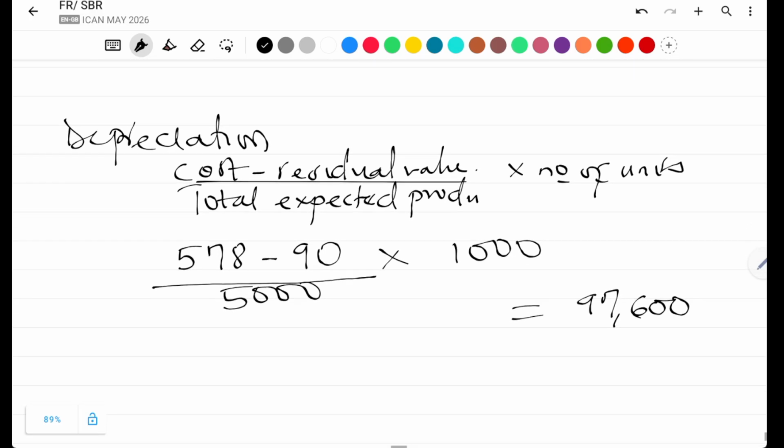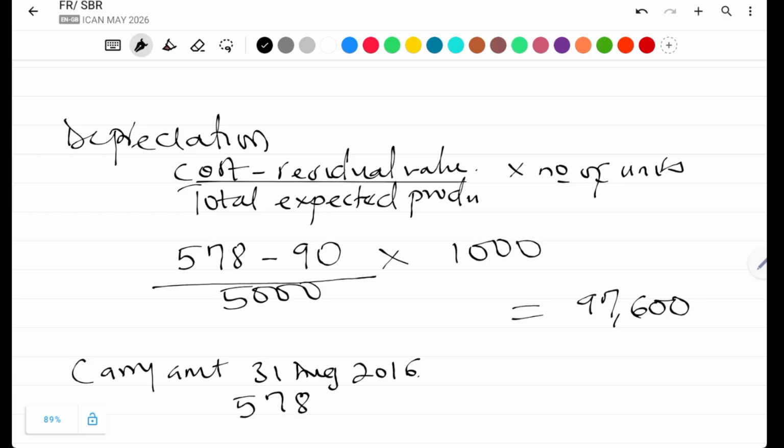We then say we have depreciation of 97. So that means the carrying amount by 31st August 2016 is 578 minus the depreciation 97.6, which is 408,400. Okay, so we've been able to determine the carrying amount at the end of the first 2016.